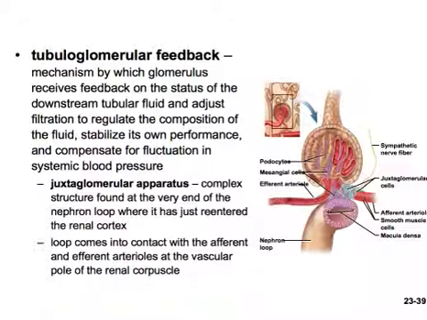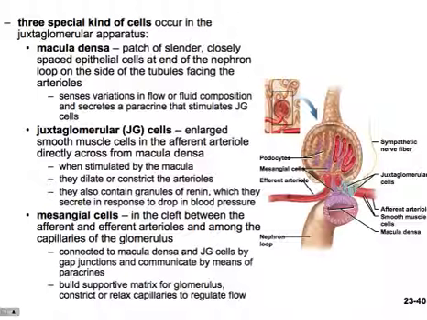This is a complex structure that's found at the very end of the nephron loop, where it has just re-entered the renal cortex. Here, the loop comes into contact with both the afferent and efferent arterioles at the vascular pole of the renal corpuscle. There are 3 specialized kinds of cells that occur in this juxtaglomerular apparatus: the macula densa, the juxtaglomerular cells, or the JG cells, and the mesangial cells.